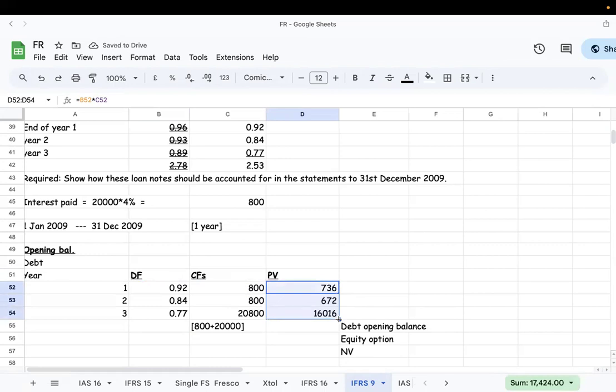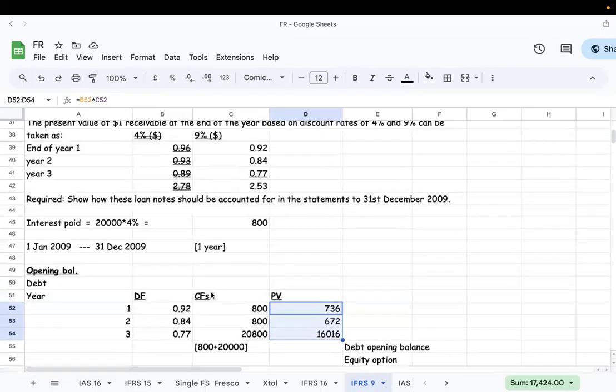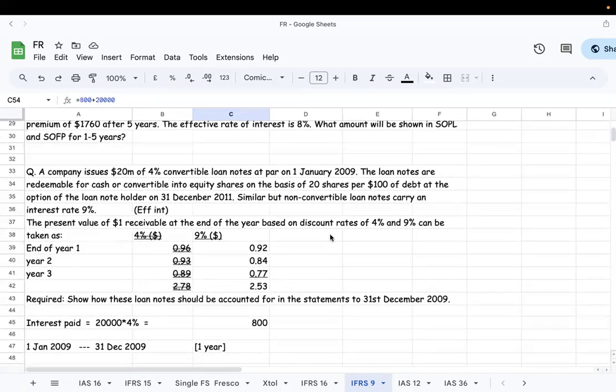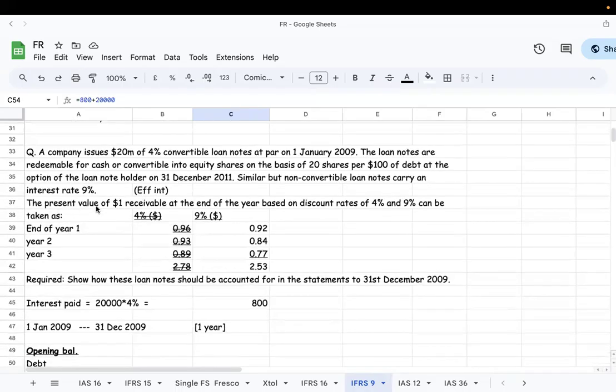I understood, but why are we paying the original one plus the 800 in the third year again? Because in the third year, they have already told you after 3 years. See, at the end of the 3 years, you're going to pay whatever amount that you took plus the last year interest, right?